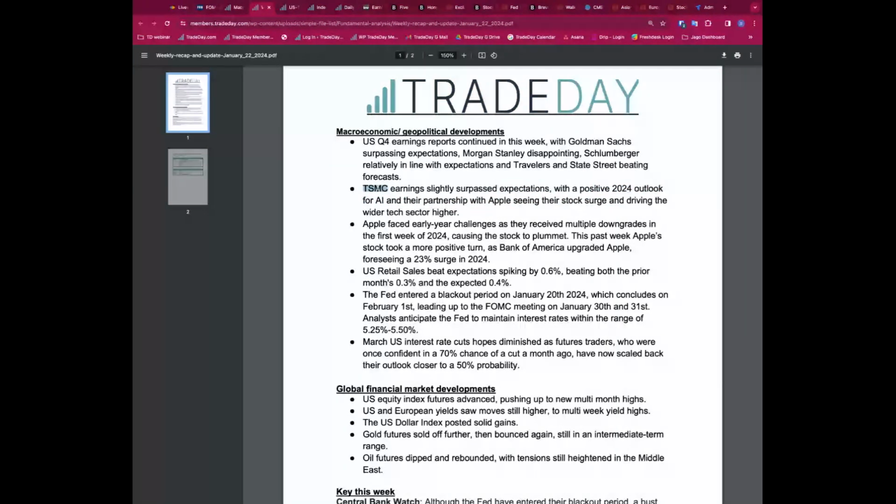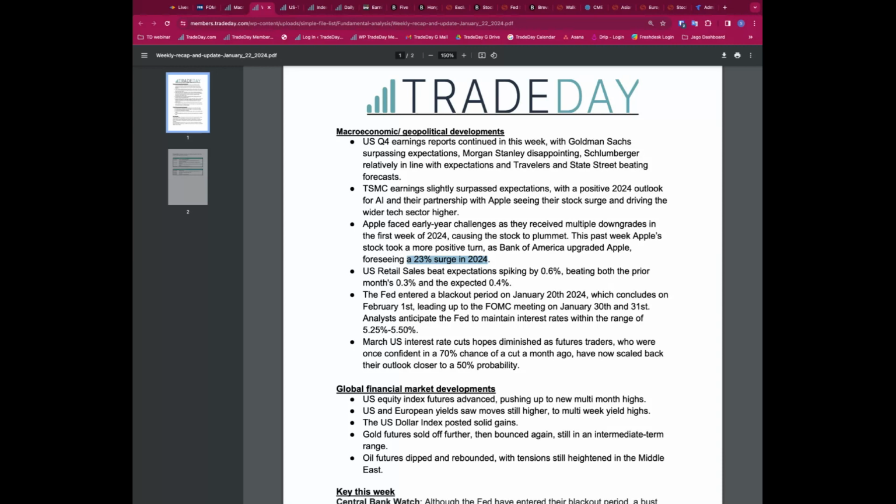but they gave a very positive 2024 outlook, and that saw the TSMC stock surge, the whole semiconductor and chip sector surge. It saw the wider tech sector surge. It saw Apple go higher, NVIDIA higher. Apple also got a positive, having had some downgrades to begin 2024. Last week we saw Bank of America upgrade Apple, and they're looking for a 23% higher price in 2024 for Apple.